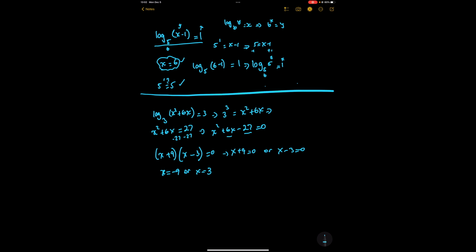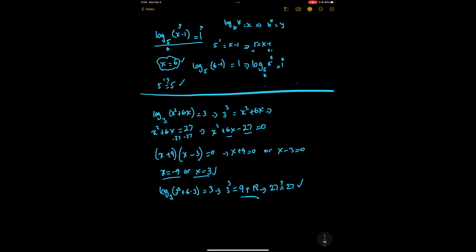So let's put each of them back into the function. I get log base 3 of 3 squared plus 6 times 3 equals 3. So would 3 to the power of 3 equal that? What is 3 squared? 9, plus 6 times 3 is 18, so that gives 27. Does 27 equal that? Yes. So 3 works.